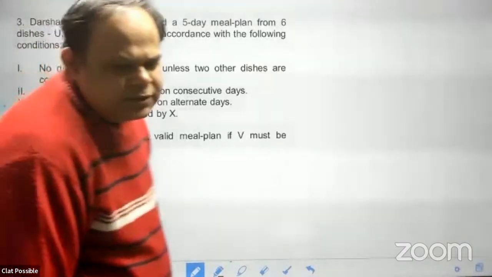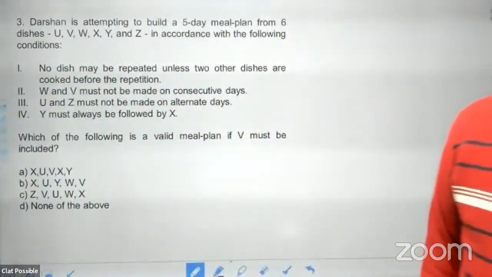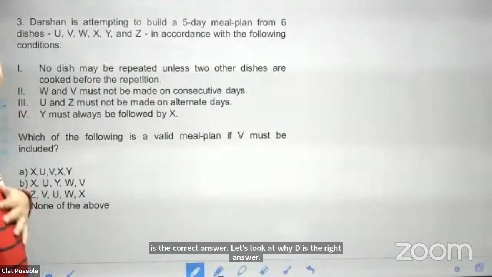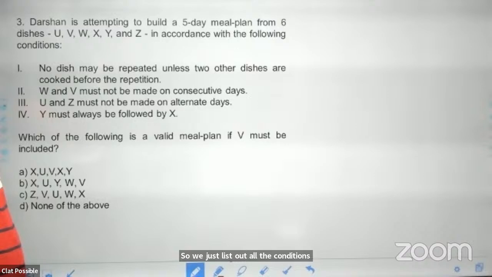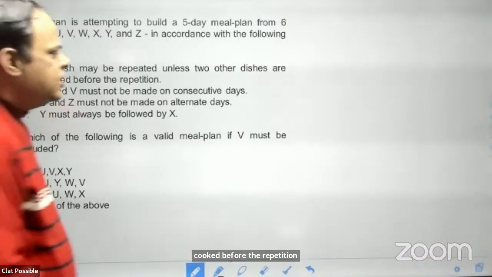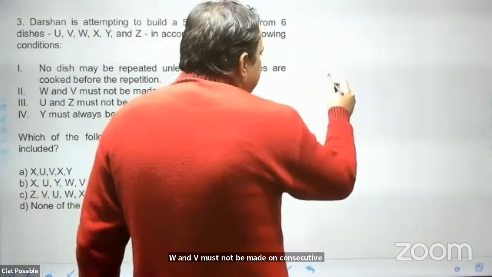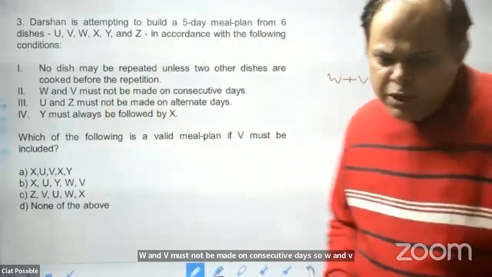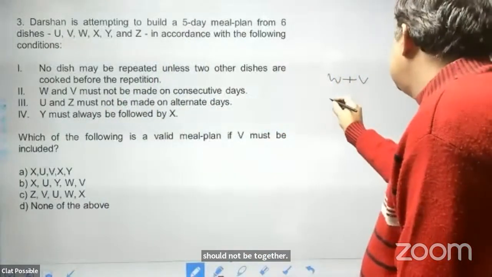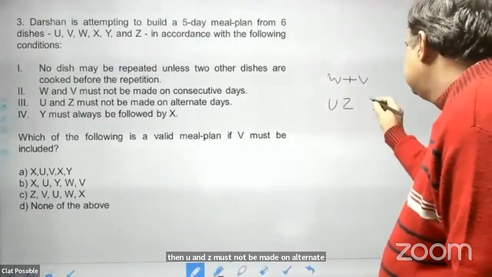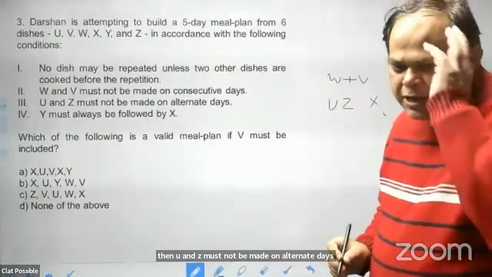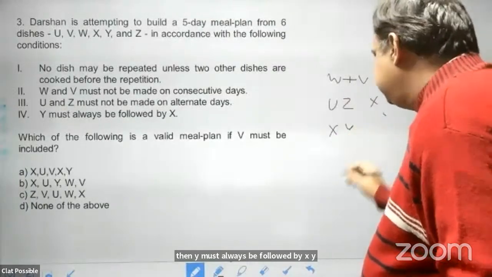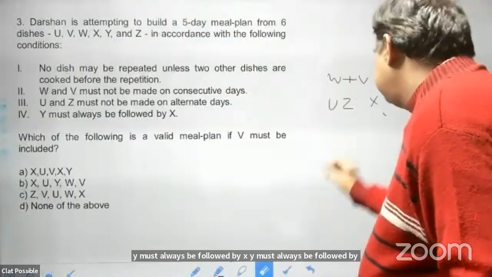Yeah, so D is the correct answer. Let's look at why D is the right answer. We just list out all the conditions. No dish may be repeated unless two other dishes are cooked before the repetition. W and V must not be made on consecutive days, so W and V should not be together. Then U and Z must not be made on alternate days. Then Y must always be followed by X.